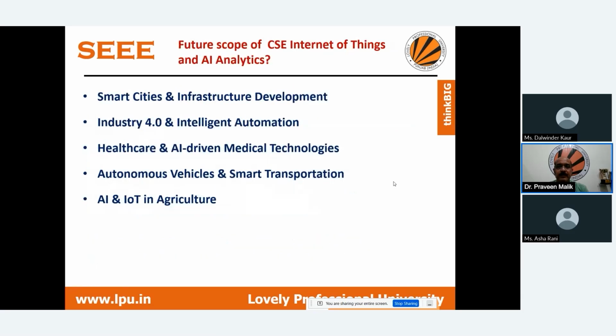Now, as far as the future scope of this program is concerned, smart cities and infrastructure development are a focus right now. Any government is focusing more on smart cities, smart hubs, smart vehicles, smart anything. If you just call the name, everything you want to be smart. You want a smart car, you want a smart vehicle, you want a smart city.